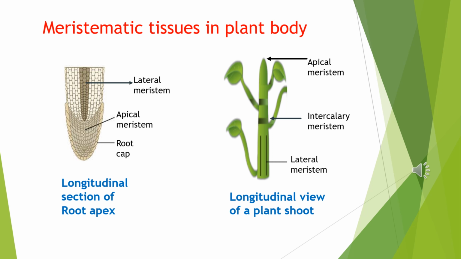I told you previously there are specific locations of meristematic tissues in plants. Here you can see the microscopic view of a longitudinal section of a root apex and a longitudinal view of a plant shoot. The growing part of the root is soft and light colored and has cells with the ability of cell division. Not only in the root apex, the shoot system of the plant has meristematic tissues which help plant growth. Let's identify the location of meristematic tissues in the plant and their functions.